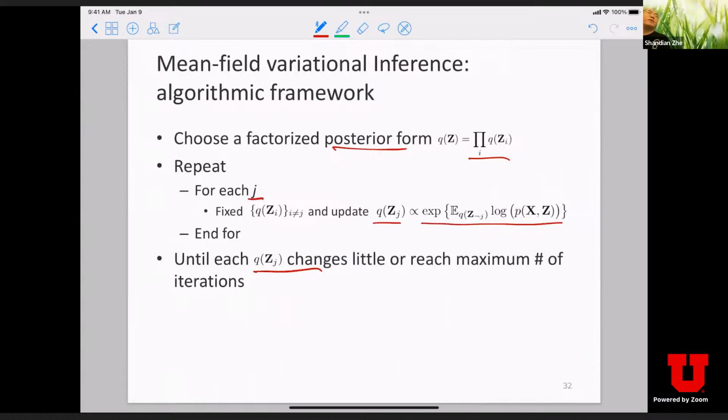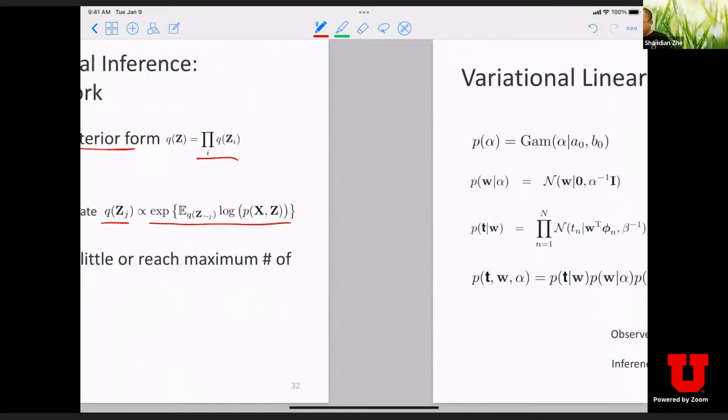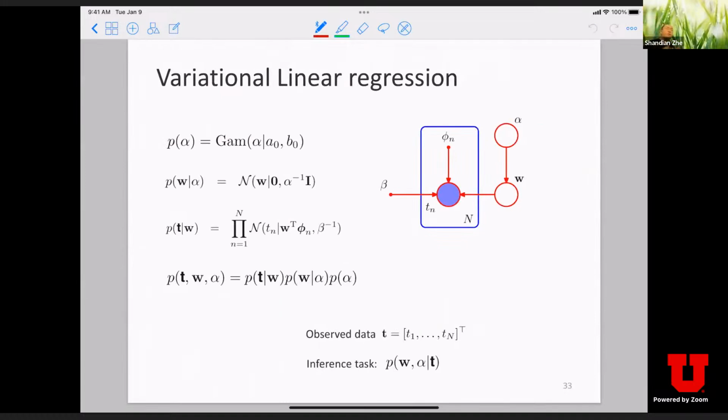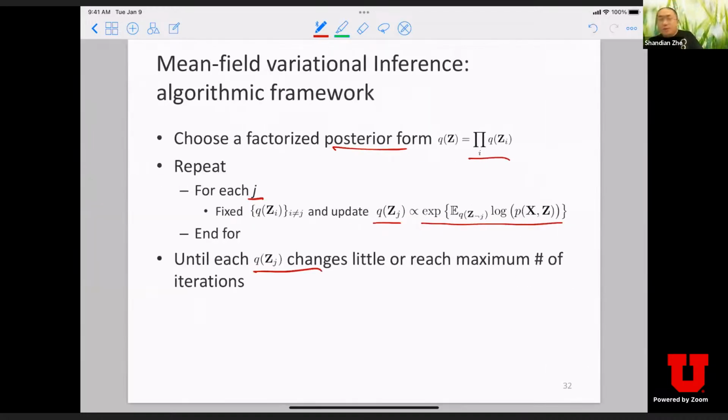Any questions regarding the algorithm framework? Okay, great. So now let us look at a concrete example to apply mean field variational inference. By the way, the word mean field comes from physics. So this technique was not invented by computer scientists. It was invented by researchers in physics, who wanted to approximate some posterior distribution in statistical physics. It's a brilliant idea.